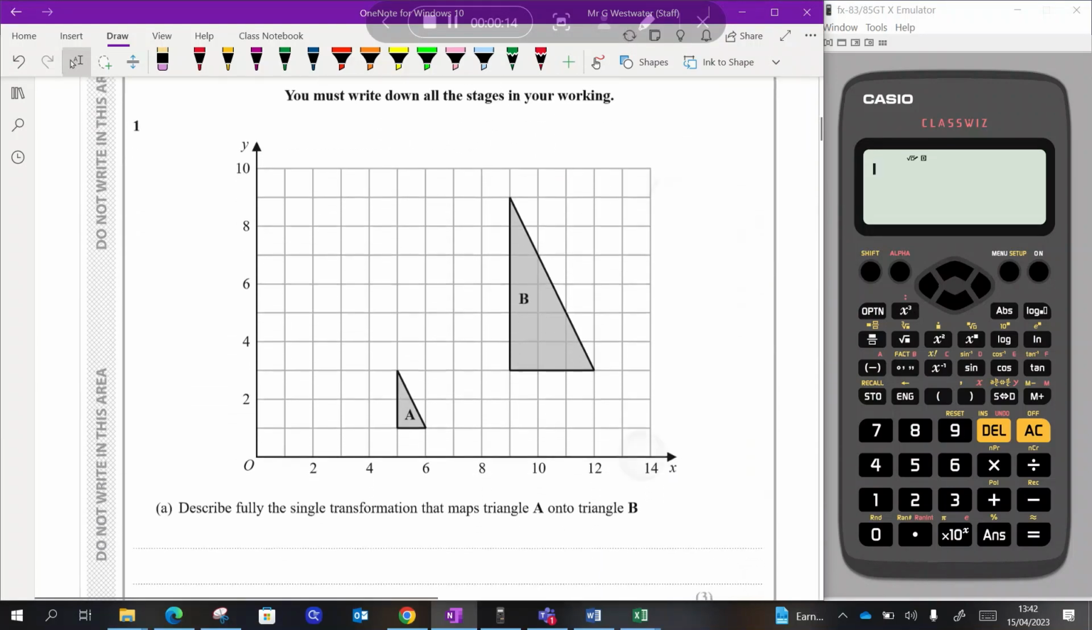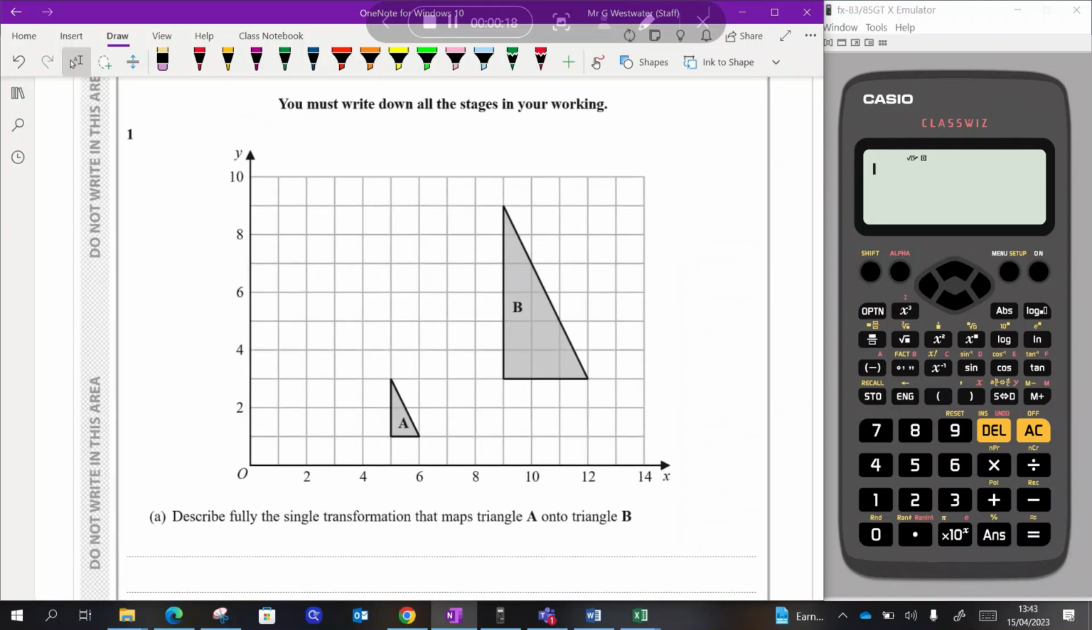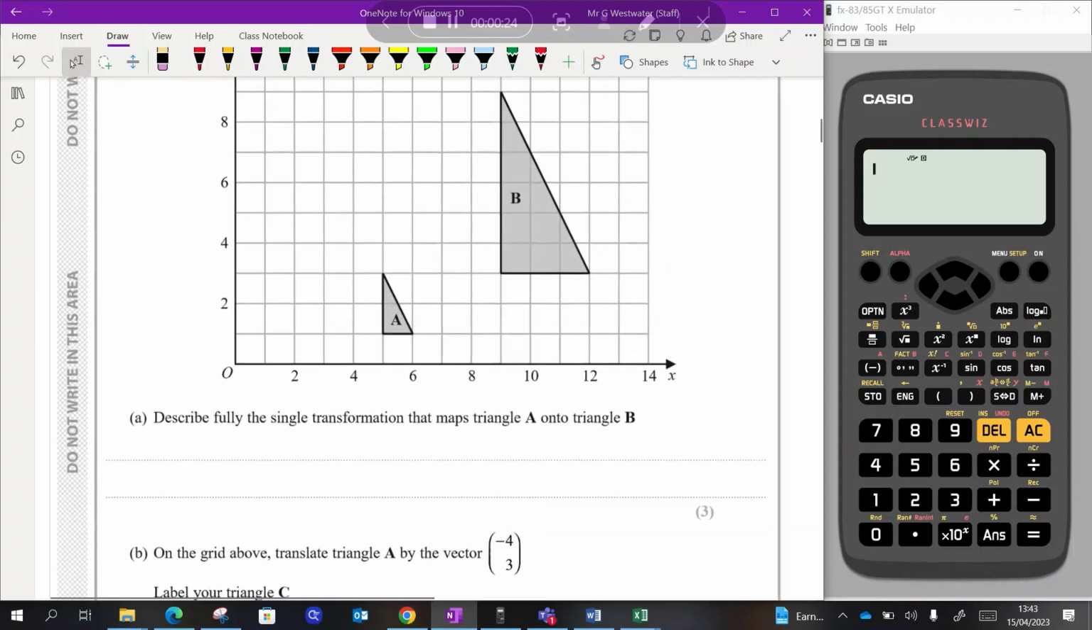So, question one. Now, these are actually rare things now. It's all about transformations of shapes. These don't come up that often, but they used to come up every single paper. So let's just have a look at this. It says, describe fully the single transformation that maps triangle A onto triangle B. One thing that's worth noting is that this is worth 3 marks. So we need to give at least 3 bits of information here, right?